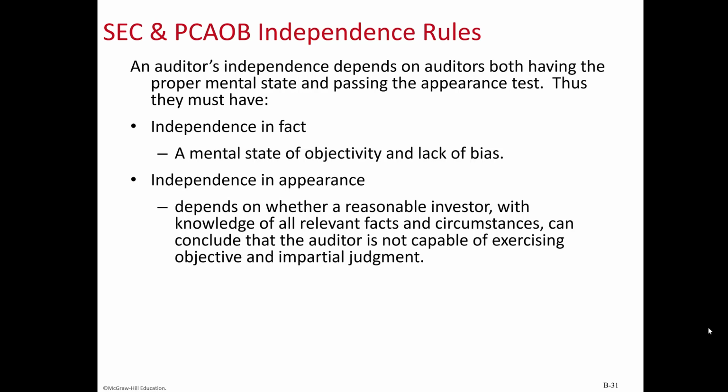So an auditor's independence depends on the auditor both having the right mental state and also passing the appearance test. That means they have to have independence in fact and independence in appearance. Independence in fact is that the auditor has a mental state that is objective and lacks bias. And independence in appearance means determining whether a reasonable investor with knowledge of all relevant facts and circumstances can conclude that the auditor is not capable of exercising objective and impartial judgment. So again, independence in fact and appearance.